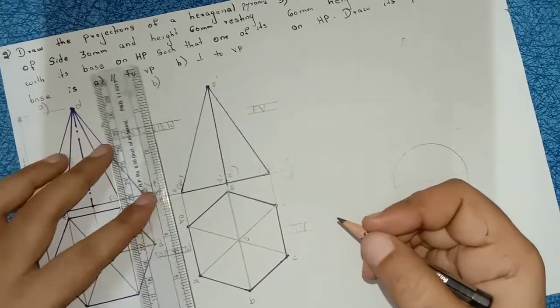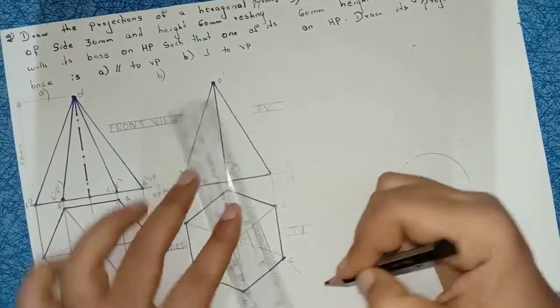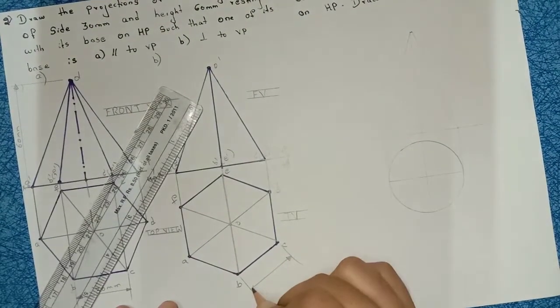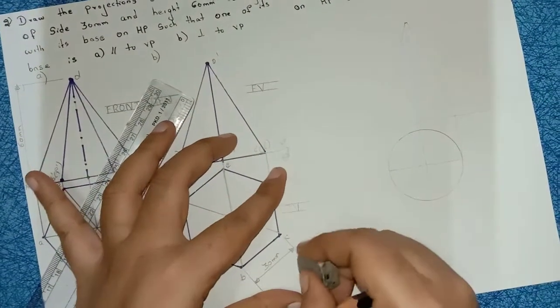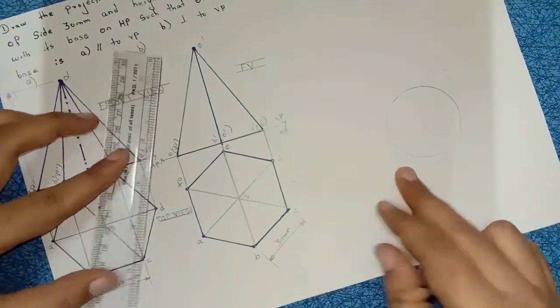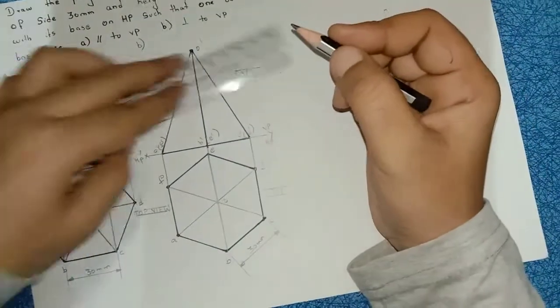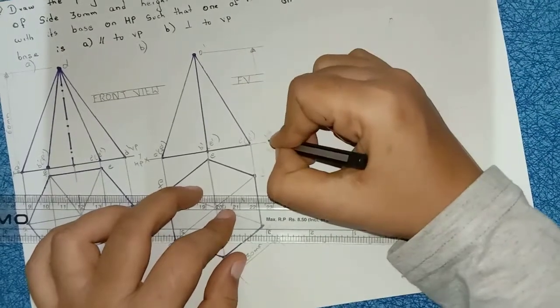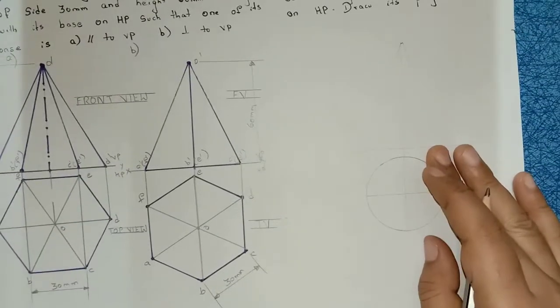Right, so in this question they mention the length of the hexagon, it is here 30 mm. They mention the axis height also. Axis height is 60 mm. So I will mark axis height here, 60 mm. So this completes the problem. Let us see the last one.